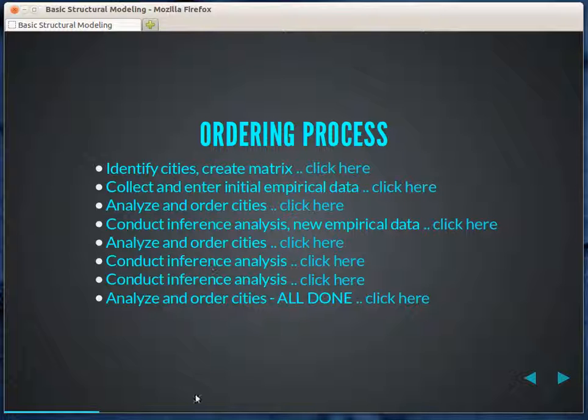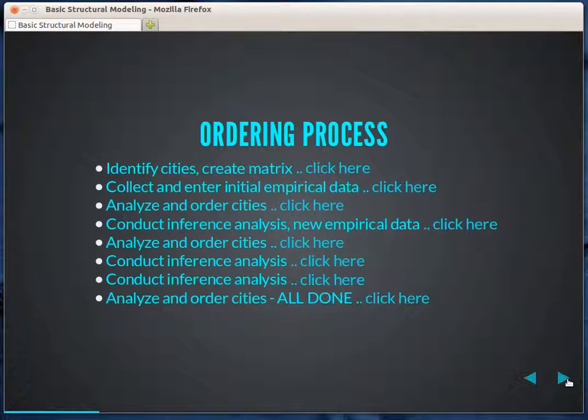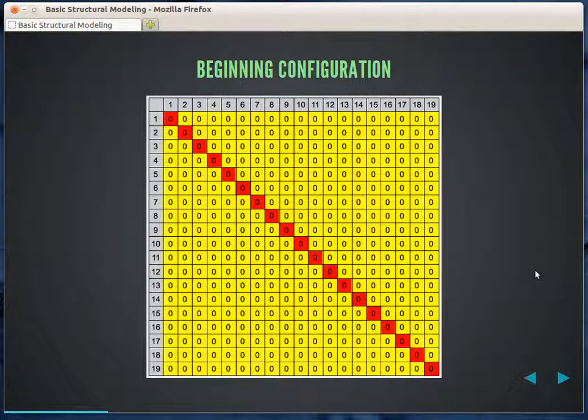Okay, the ordering process. This is a list of the types of activities that we'll go through to complete the ordering. You can click on any of these to take you to those parts so that you can see where they are. We'll skip that at this time and go right to the beginning configuration. Again, if you remember from the other videos, we have 19 cities in the beginning, and we put them on a self-interaction matrix. We have no information about their ordering, none.